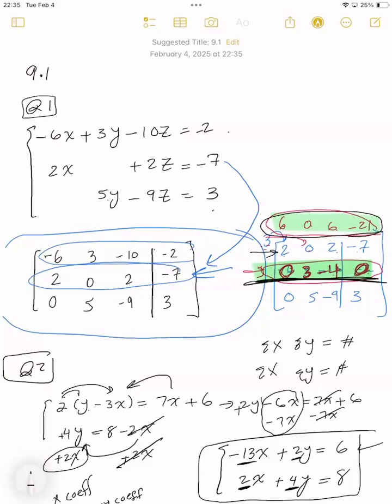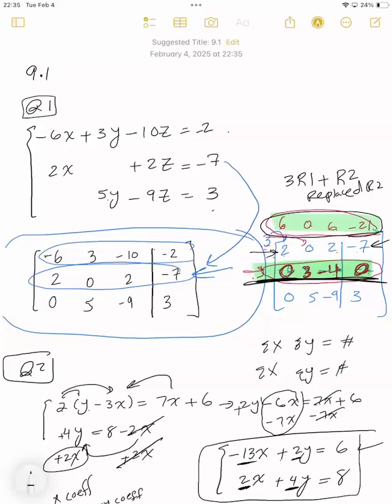So I multiplied row 1 by 3, added it to row 2, and I replaced row 2 only. I didn't replace row 1. I kept the numbers as they were. I only changed row 2 to new numbers.